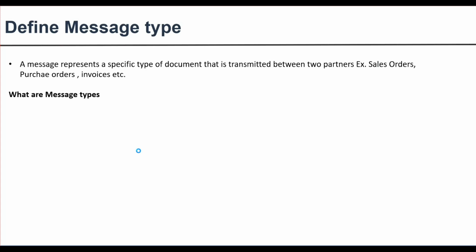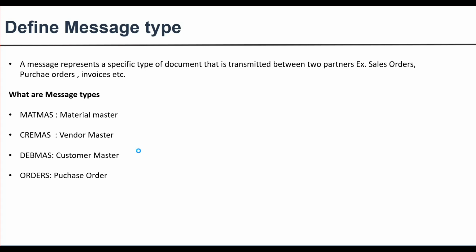What are the message types? Here we have MATMAS, which is material master data. CREMAS is vendor master data. DEBMAS is customer master data. ORDERS is purchase order. ORDERSP is sales order. And COSMAS is cost center. What type of data you are going to transfer from sender to receiver, at that time this message type plays the key role.